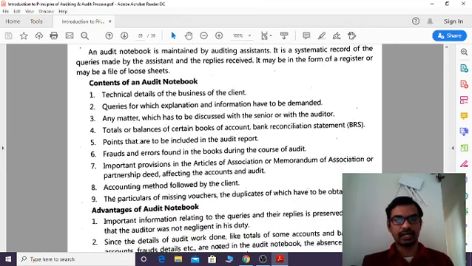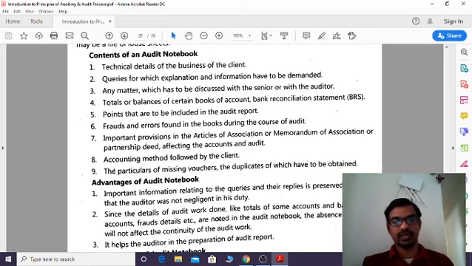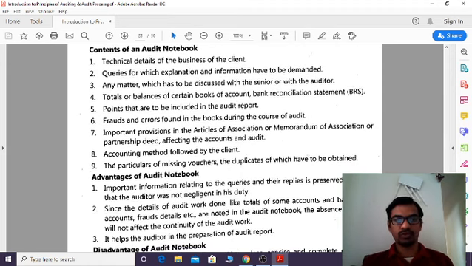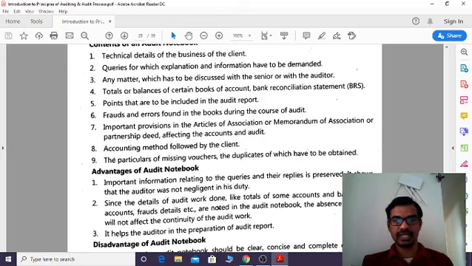Now what are the contents of the audit notebook? Which things are maintained under that? Number one, technical details of the business of the client. Number two, queries for which explanation and information have to be demanded. Number three, any matter which has to be discussed with the senior or with the auditor. Number four, totals or balances of certain books of account, bank reconciliation statement. Number five, points that are to be included in the audit report.